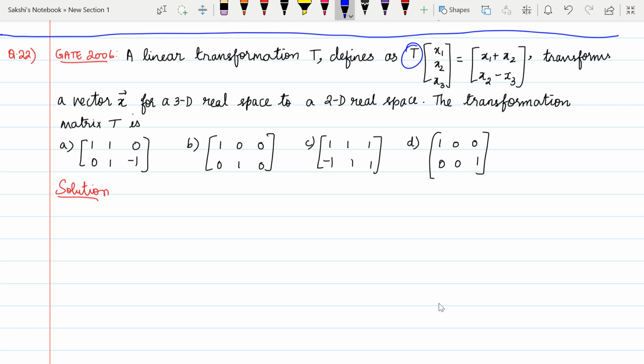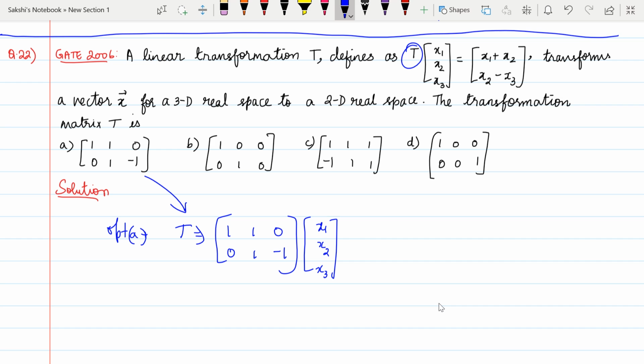So if you're going to substitute, like let me substitute option A, which is let T be 1 1 0, 0 1 minus 1. So this is my transformation matrix. I'm going to use it from the option. So according to the question, when T acts on x1, x2, x3, you get x1 plus x2, x2 minus x3.